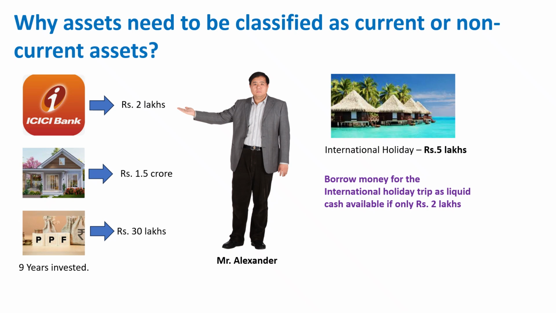So here if you see, the 2 lakh rupees which he can use immediately, or the liquid cash, is generally classified as current assets, and the assets which he can't liquidate or convert to cash immediately, the 1.5 crore and 30 lakhs in PPF, are classified as non-current. But in corporates, there is a little bit more technical part which I'm going to explain in the upcoming slide. But to understand as a layman's example, this example will help you understand what is current and what is non-current.